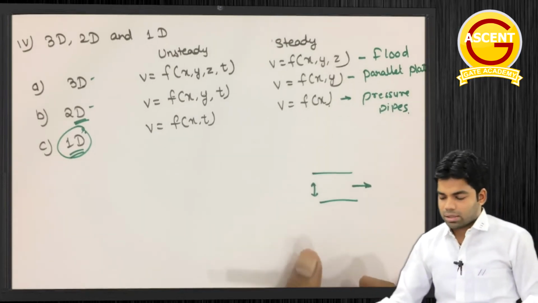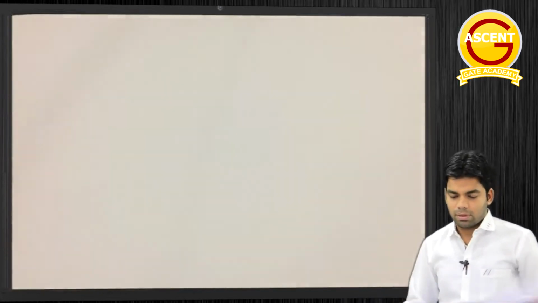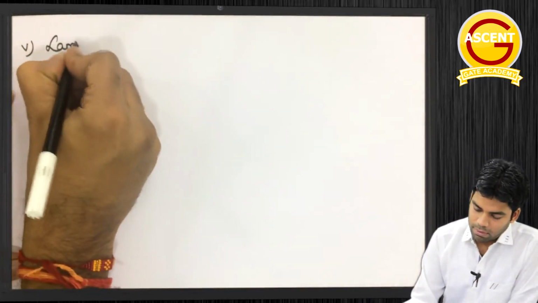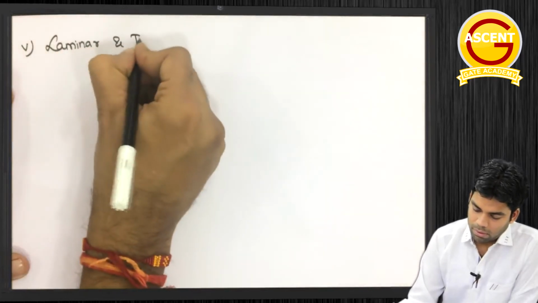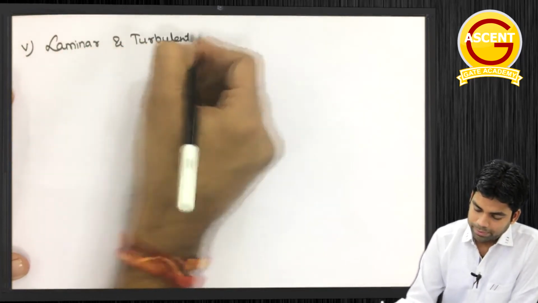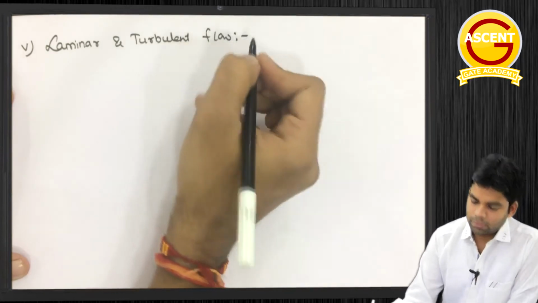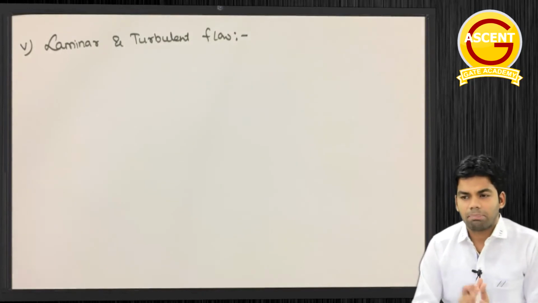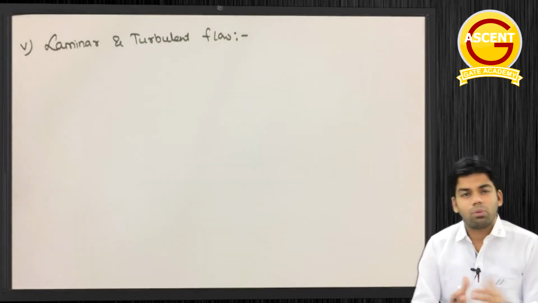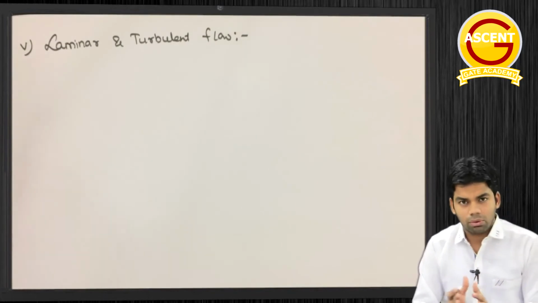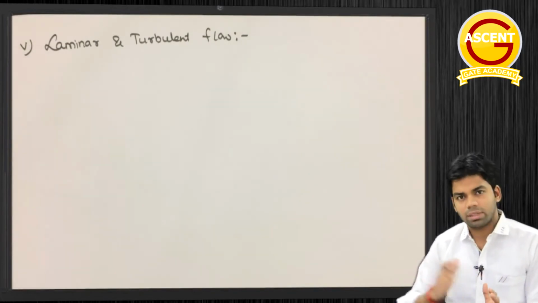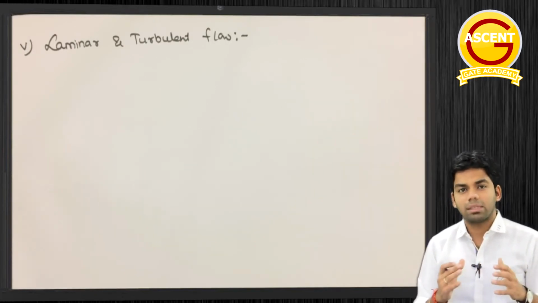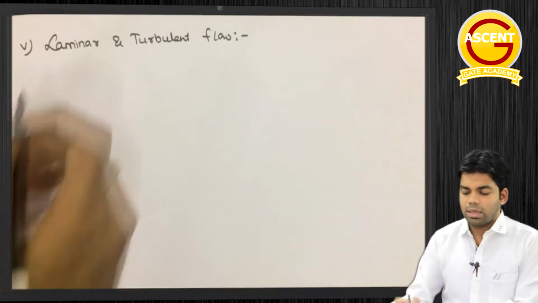Okay, now the next classification is laminar and turbulent flow. Laminar flow means the flow is smooth, the path is a regular path and the flow can be predicted well in advance. We can predict that at this particular time the flow is here, and after this time the flow will be here. That is a smooth path. The layers do not intermix with each other. That kind of flow is known as laminar flow.